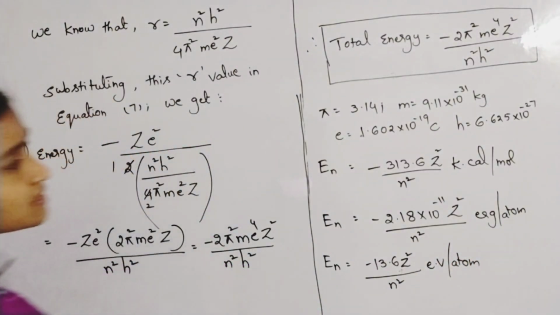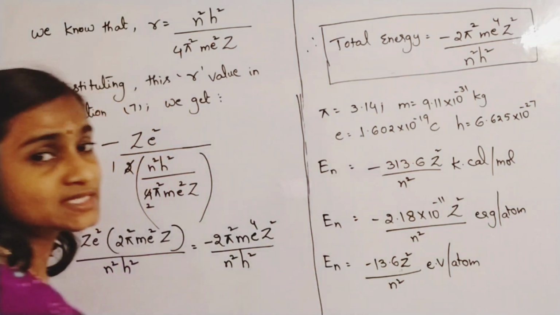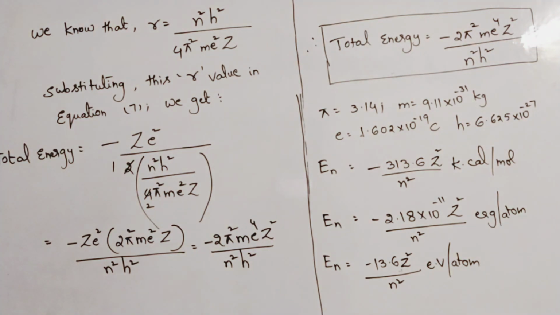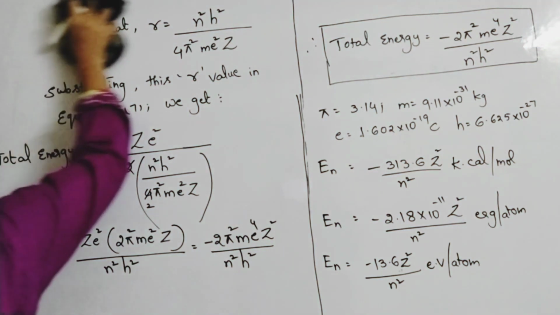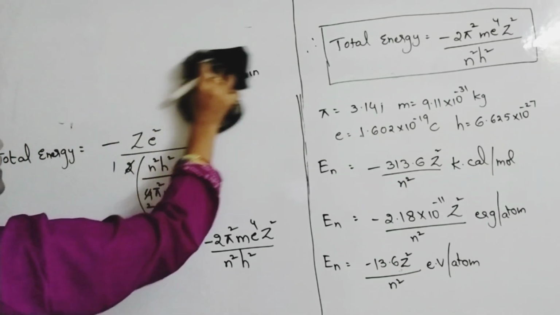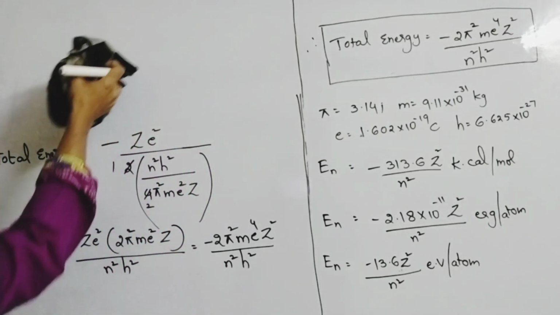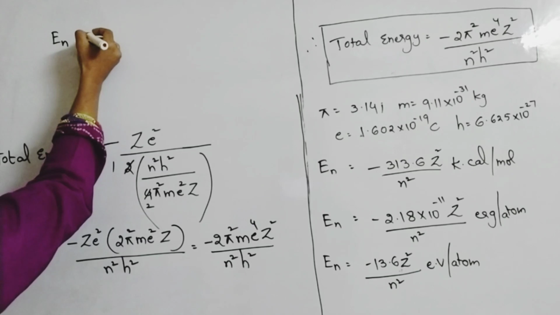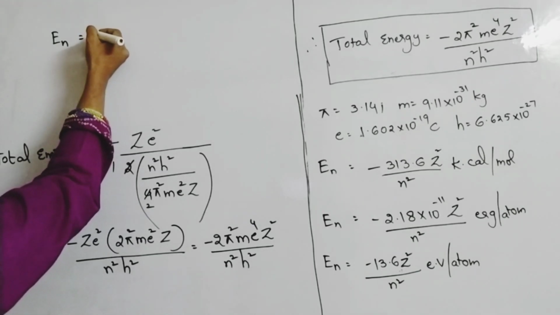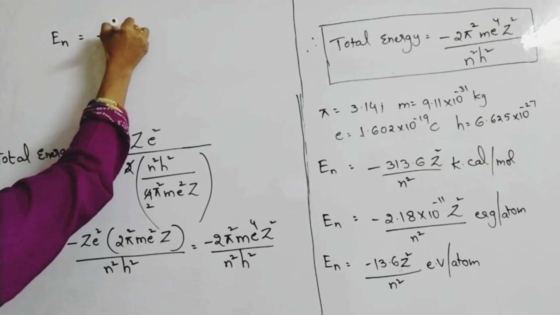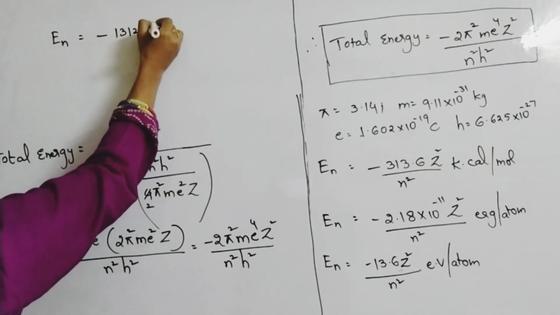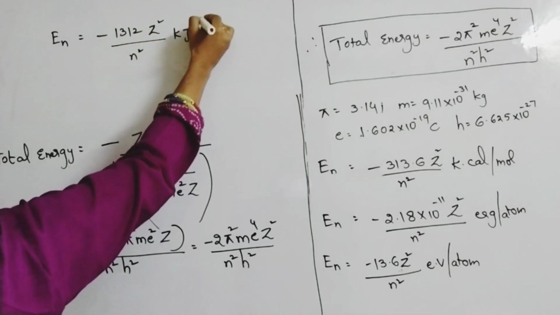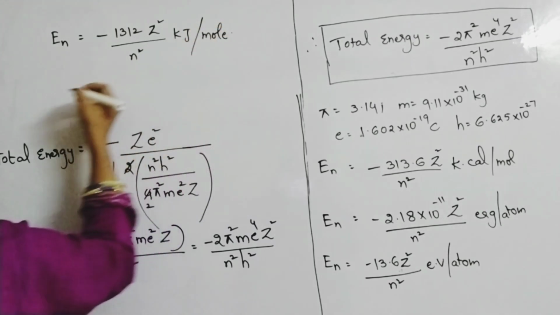Energy can be calculated either in kilocalories or in kilojoules or in ergs or in electron volts per atom. Then you have kilojoules per mole, the energy of the electron in kilojoules per mole. If you take the energy in kilojoules, it is equal to what? Minus 1312 into Z square by N square, kilojoules per mole. This is the value in kilojoules per mole.